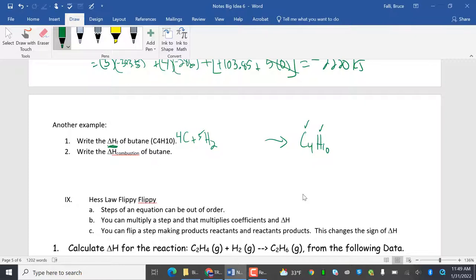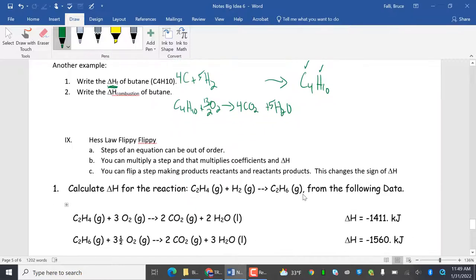Now, if I want to do the heat of combustion of butane, I do C4H10 plus O2 yields CO2 plus H2O. Remember, this is going to have to be a 1. So let's balance it. 4 carbons, 5 hydrogens, so 4 CO2 and 5 H2O. That's 8 plus 5, 13 oxygens, so I got to drop in 13 halves O2.